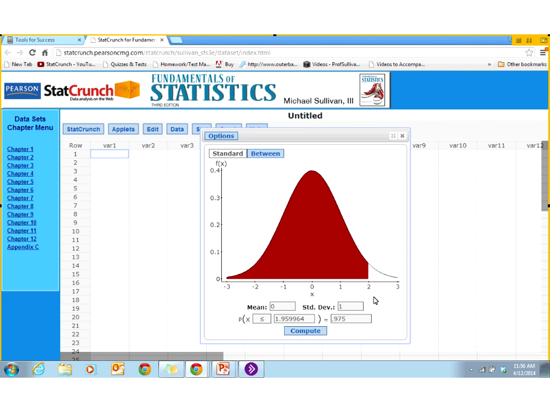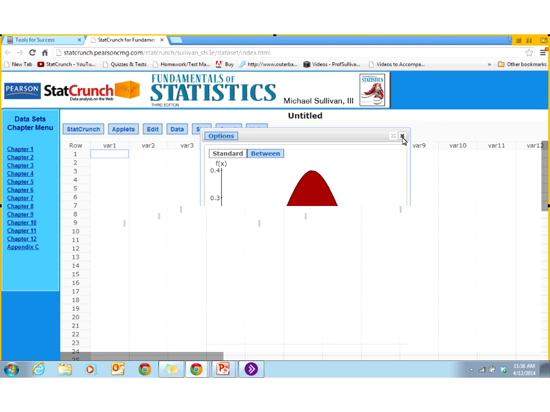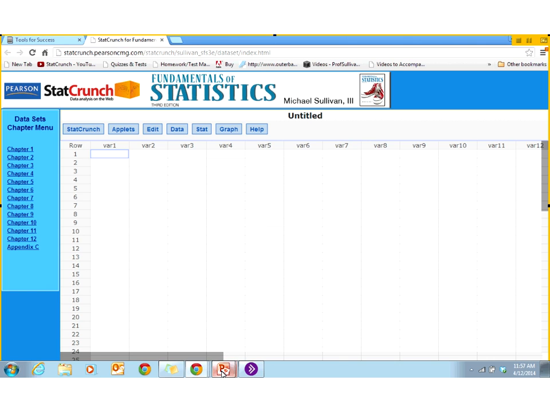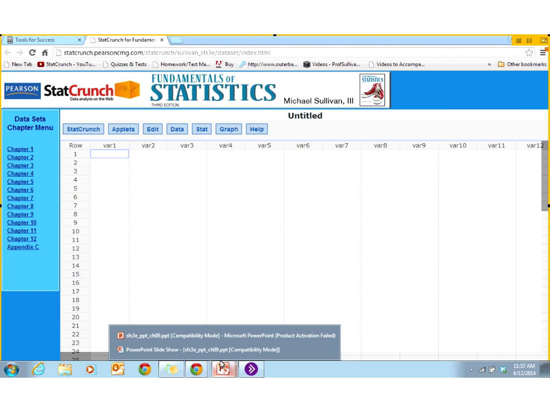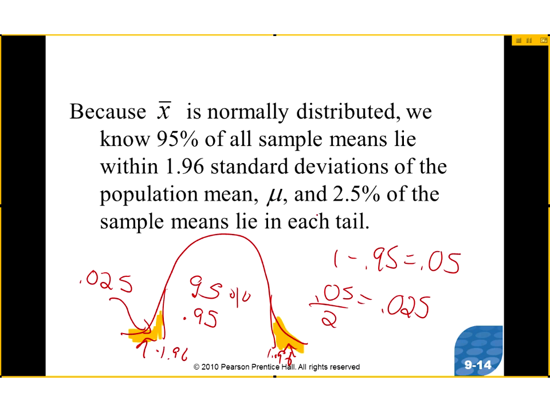So you can actually use this normal calculator to find the z-score corresponding to the area underneath, which is very useful in Chapter 9. It would have been very useful in 7.1 or 7.2, but I actually didn't realize you could do that. Found it by accident. Okay, let's go back to our slideshow.